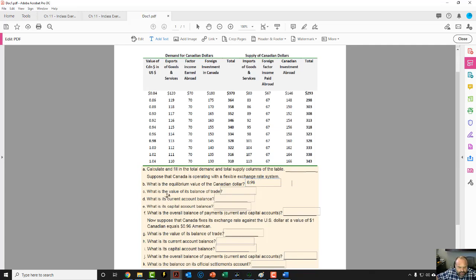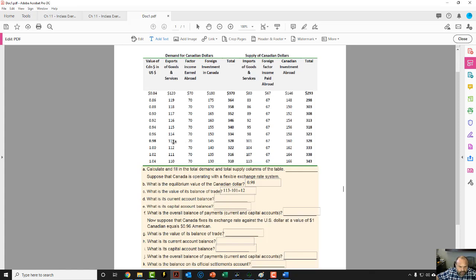Now it's asking what is the value of its balance of trade. If we look at the exchange rate 0.98, we have exports indicated here and imports indicated here. The balance of trade is equal to exports minus imports, and so here it's equal to 12. Next, it's asking what is its current account balance. If you remember, the current account includes the exports and imports and the factor income, so it's going to include both of these items here.